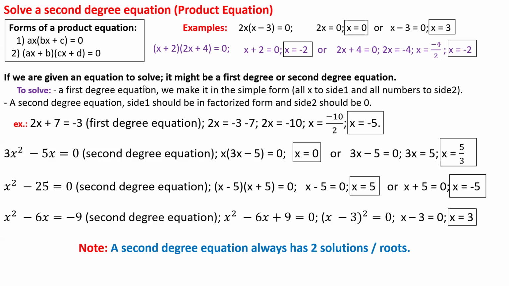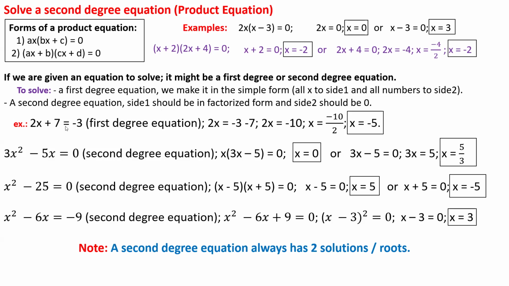If we are given an equation to solve, it might be a first degree or a second degree equation, as we said. To solve a first degree equation, we make it in the simple form, all x on side 1 and all numbers on side 2. To solve a second degree equation, side 1 should be in factorized form and side 2 should be equal to 0.